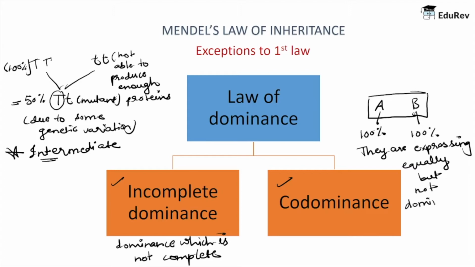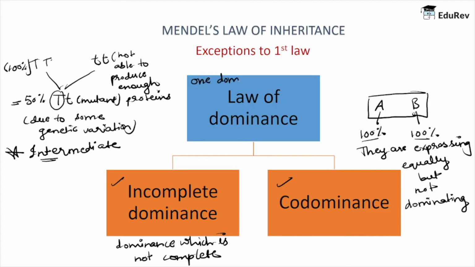These are not dominating on each other. Can you see that? Because they both are producing 100% of proteins. So they are equally expressing but not dominating. But what was our law of dominance again? That one dominates over another.